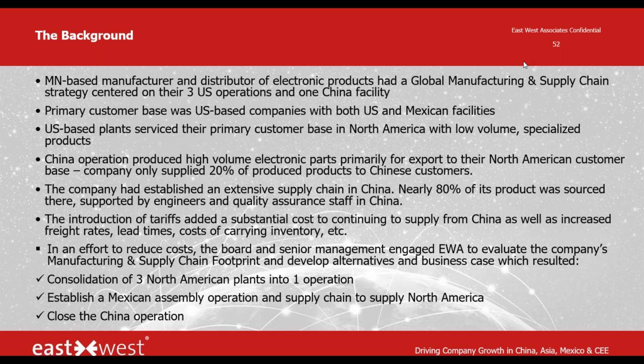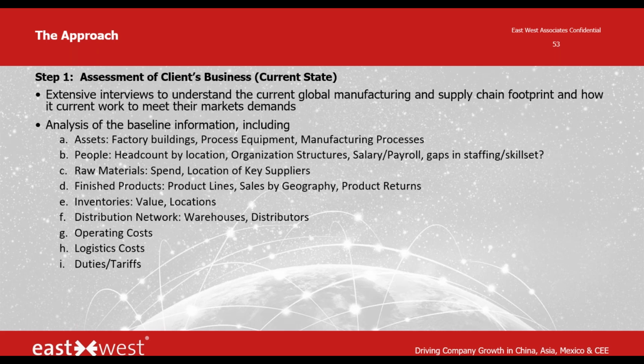The China operation also had some market share overseas, and about 20% of their output went into the Chinese market. So the framework we started with was to take a look at consolidation of the three US plants into one operation, establishing a Mexican assembly operation and supply chain to relocate from China, and close down the China operation. So it was really shift everything closer to home.